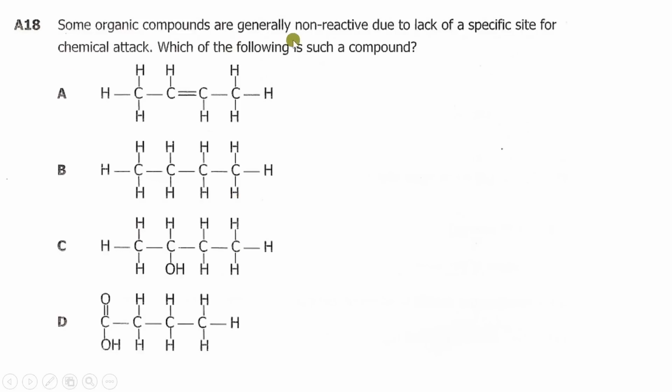Some organic compounds are generally non-reactive due to lack of a specific site for chemical attack. Which of the following is such a compound? Some are considered less reactive because they don't have what they call a specific site. A specific site for chemical attack is also known as a functional group.